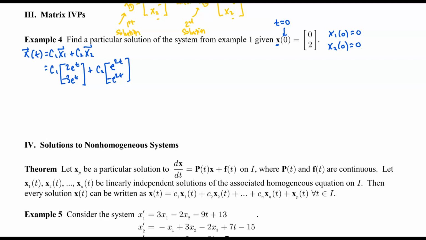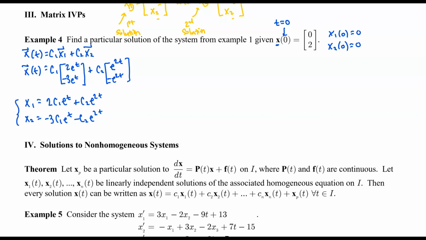Okay, so let's make sure we understand how this represents a system. I have a single matrix equation here, but it represents a system. So this means x sub 1 is 2c sub 1 e to the t plus c sub 2 e to the 2t. And x sub 2 is negative 3c sub 1 e to the t minus c sub 2 e to the 2t. So I'm recognizing that this column vector right here has two components.